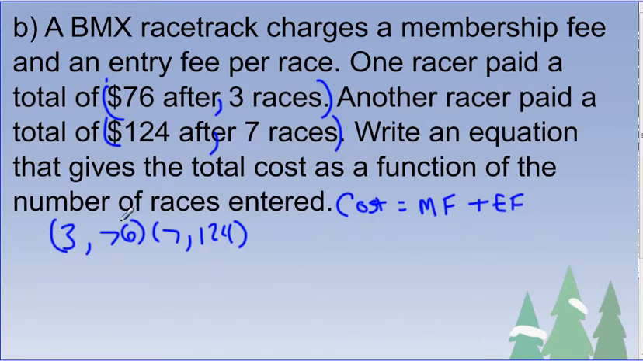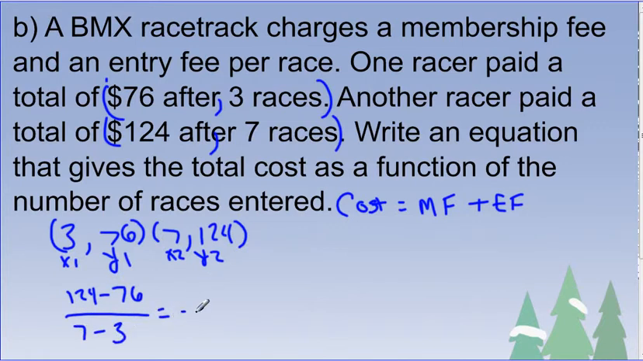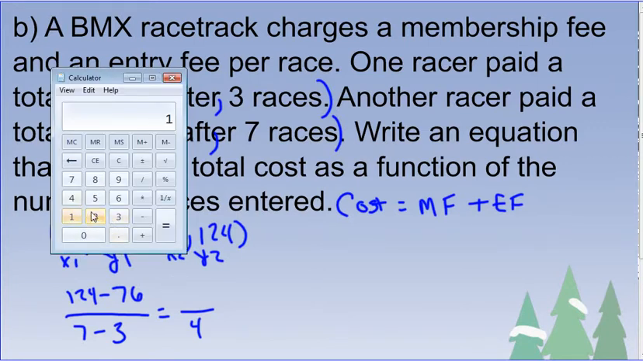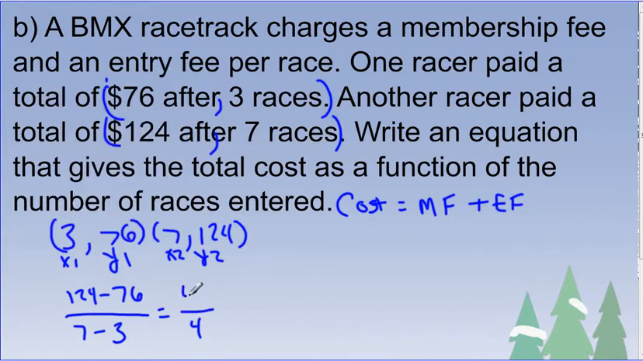So let's start by finding the slope. x1, y1, x2, y2. So you've got 7, no, I lied, we don't have 7. y2 minus y1 over x2 minus x1. Well, I can do the math on the bottom in my head. That's 4. 124 minus 76 is 48, which simplifies to 12.